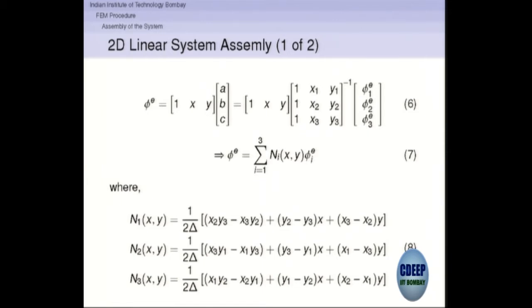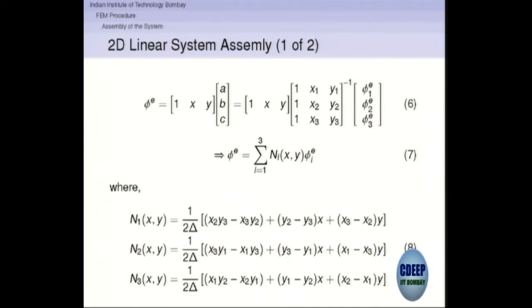So what we have done is that we have changed that problem from infinite number of variables to finite number of variables. Now what are those finite number of variables here? Only the nodal potential values, or the potentials at vertices, is it not?